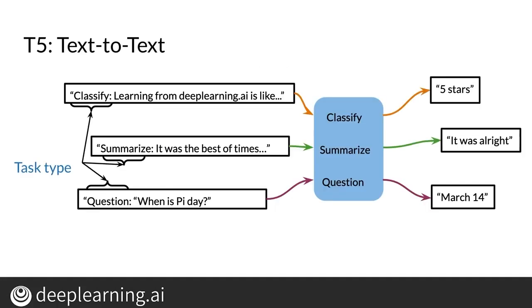Over here is an example where, let's say you're trying to classify whether this is 5 stars or 4 stars or 3 stars. So you append the string "classify," for example, and then it classifies it and you get 5 stars. Let's say you want to summarize.